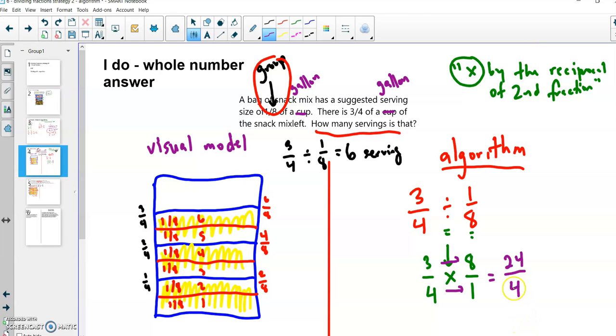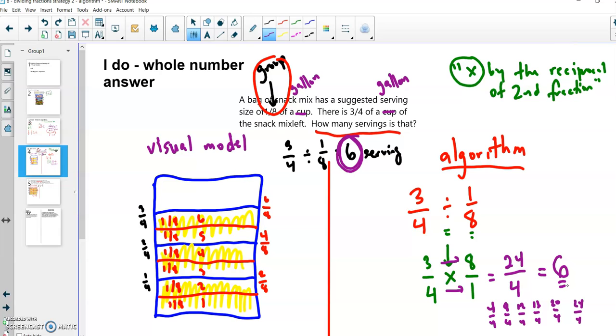which if you think about fourths, so 4/4 makes 1, 8/4 makes 2, 12/4 makes 3, 16/4 makes 4, 20/4 makes 5, and 24/4 makes 6 wholes. So 3/4 divided by 1/8 is 6. And of course, our two strategies need to give us the same answer. It wouldn't make any sense if it didn't, right?